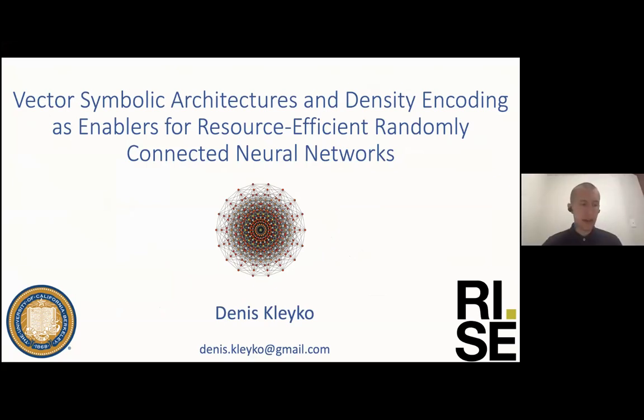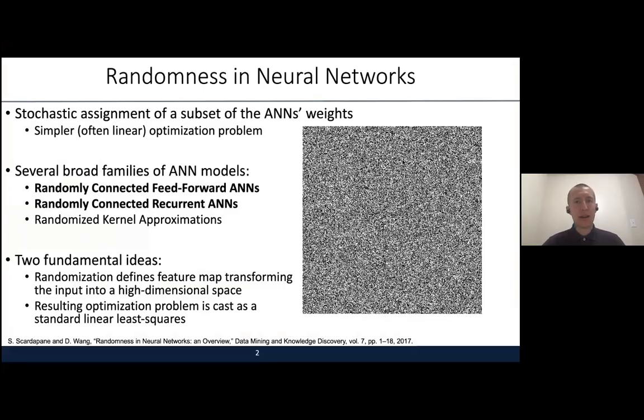Thank you for the introduction, Evgeny. Evgeny already said the title of the talk, so we can safely skip the first slide. I'm going to talk today about randomly connected neural networks. Randomly connected neural networks are a class of several types of neural networks. When we say randomly connected neural networks, we usually talk about feed-forward networks, recurrent networks, or randomized kernels.